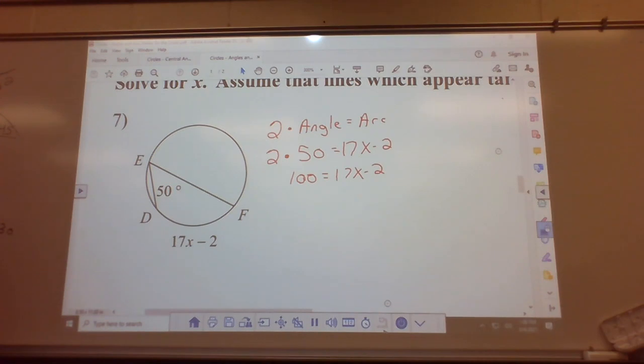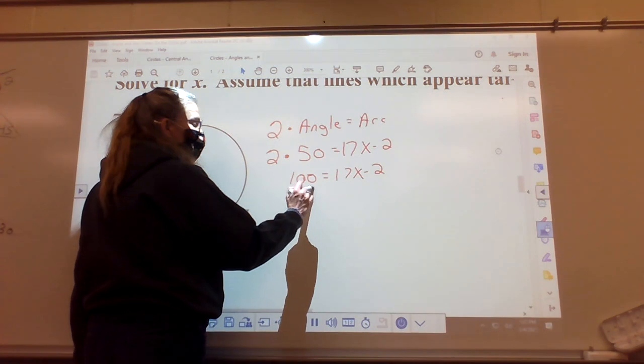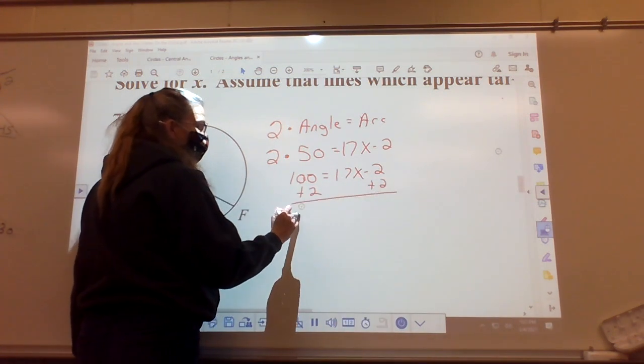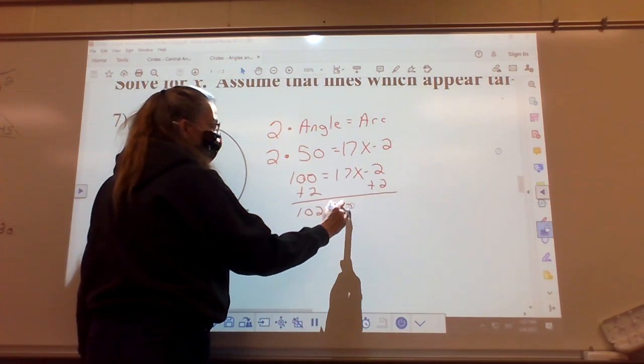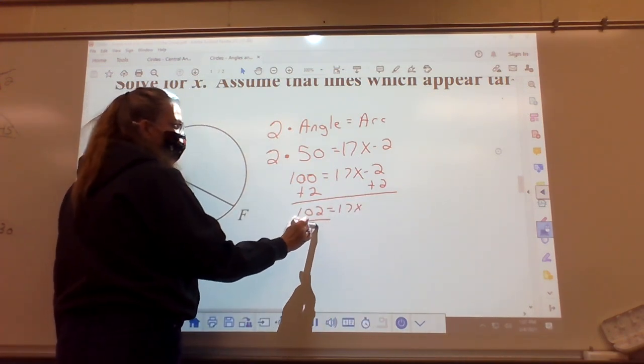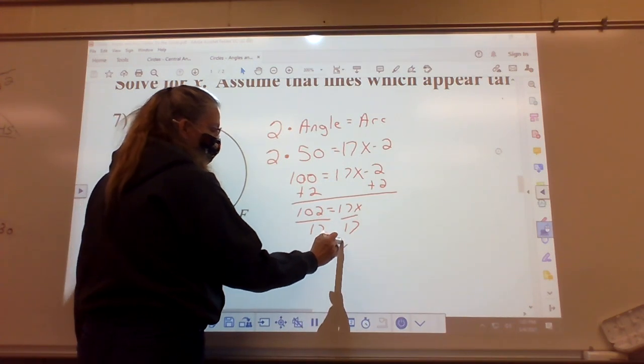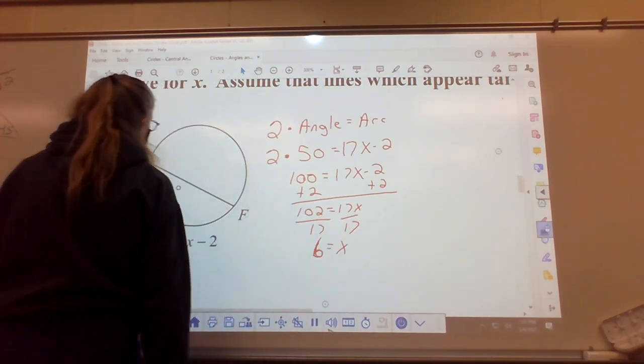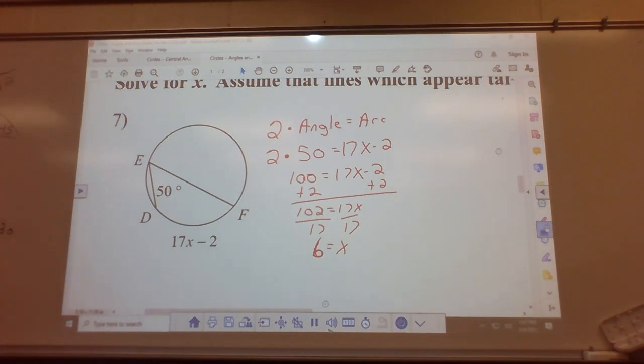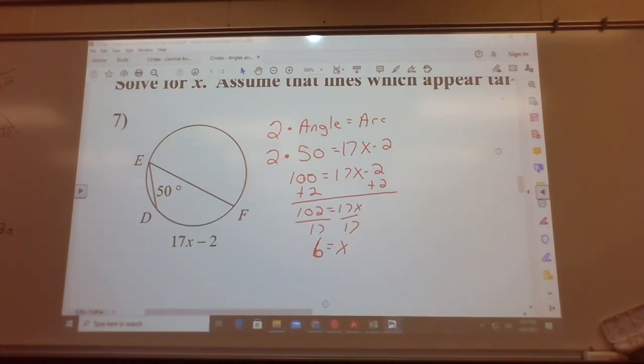I want to solve for the x, and first I'm going to add the 2, because minus 2, add 2. So add 2 to both sides. 102 equals 17x. Divide by 17, I get 6. So my final answer is x equals 6. So kind of the same thing as what we've been doing, just a little bit more work because there was an equation turned on. Are we okay on 7?